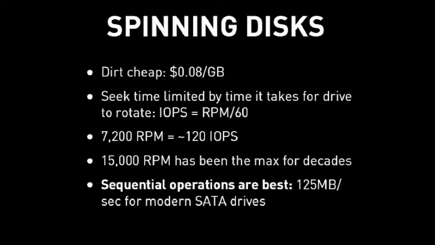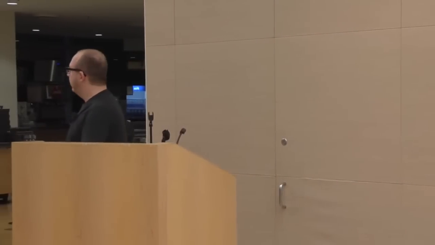A 7200 RPM drive does 120 I/O operations per second. 15,000 RPM is the fastest spinning disk you can get. It's been the max for decades now. They're all right at sequential operations, though. If you can stream data from the disk in order, you get about 125 megabytes a second on a modern 7200 RPM commodity drive. And that was the world in which Cassandra was built.